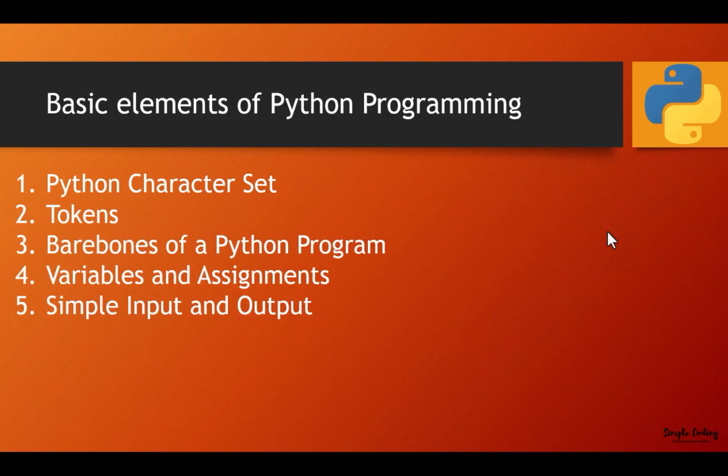Next, what are the basic elements of Python programming? There are 5 basic elements. Number 1 is Python character set. Number 2 is tokens. Number 3 is bare bones of a Python program, that means the structure of a Python program. Number 4 is variables and assignments. Number 5 is simple input and output. Now we will discuss them one by one.